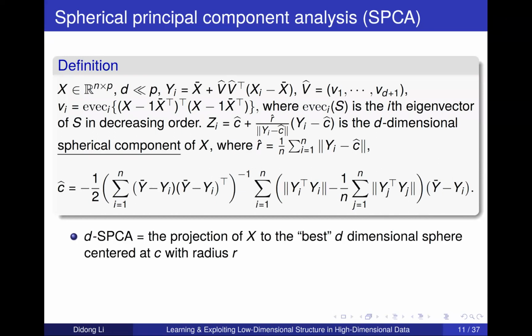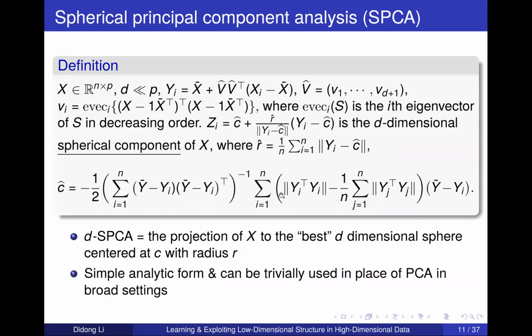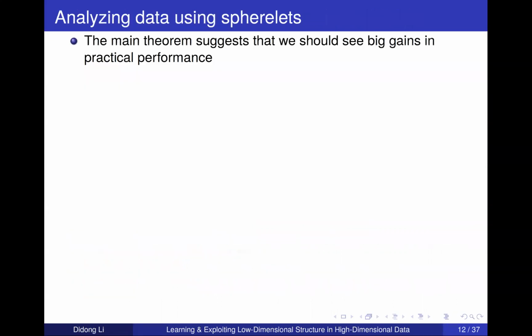So we call this projection to the best d-dimensional sphere the d spherical projection. This is similar to the PCA linear projection. And again, they are simple analytic forms and can be trivially used in place of PCA in many settings, as we will see later in this talk. So the main theorem suggests that we should see big gains in practical performance.